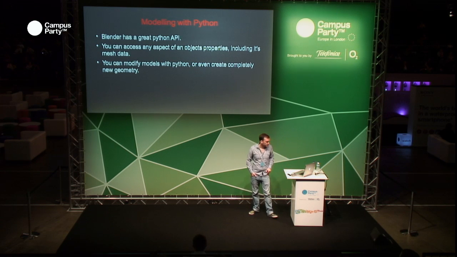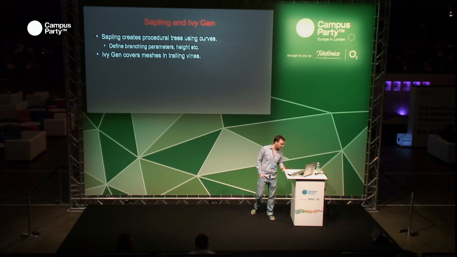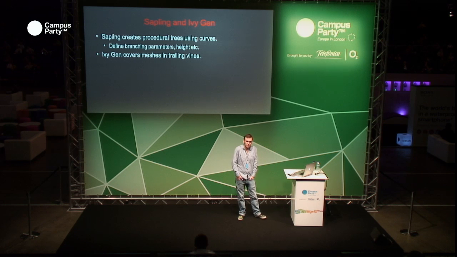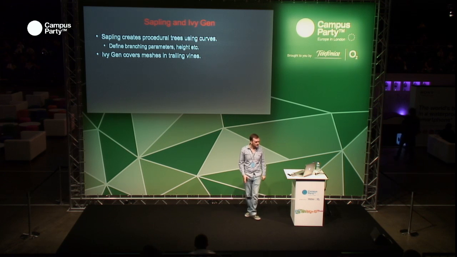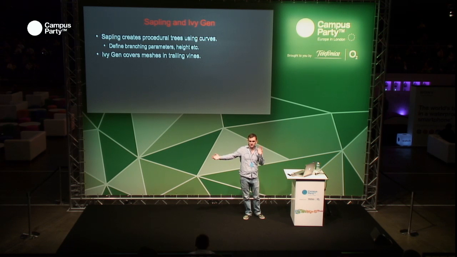So I say, Blender has a great Python API, blah, blah, blah. Sapling is an add-on for Blender that creates trees using curves. You basically say, I want a tree that's this high, that has branches from halfway up its height, that has this probability of branches, the branches go at this angle, and then it has, you know, X leaves per branch. You give it all that info and it spits out a tree. And then you can say, spit me out 50 trees that all look a bit like this, and it'll generate random seeds and create a whole bunch for you.